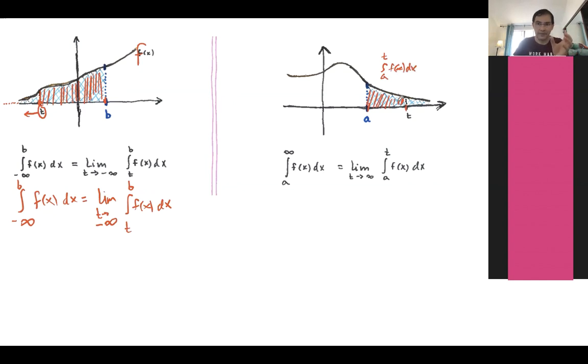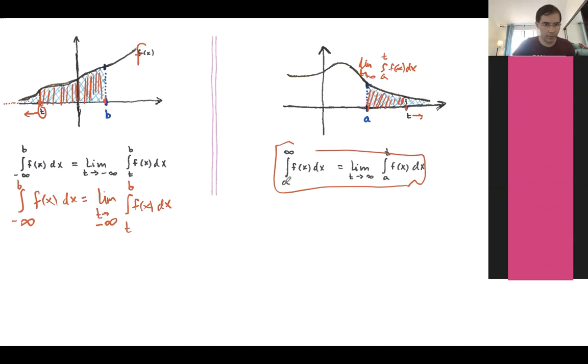And this is a proper definite integral, and that's just this area. But then when you push this point t all the way up to infinity, you take the limit of this when t goes to positive infinity. And that's how we compute improper integrals.